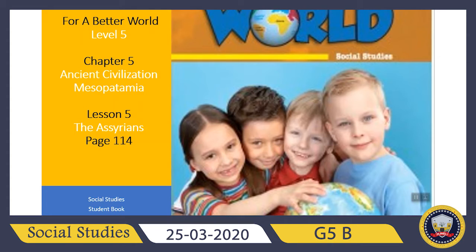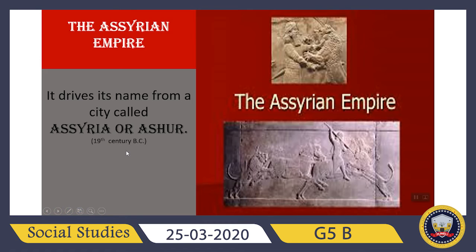Let's begin today's lesson. We are still on chapter 5. Here you see the ancient civilization Mesopotamia, but today we will cover lesson 5, that is the Assyrians, and you will find it on page 114. So quickly open up your books.